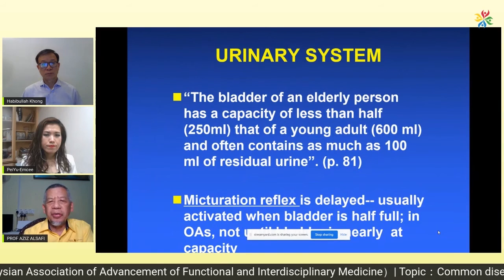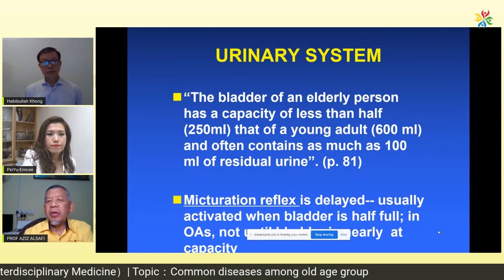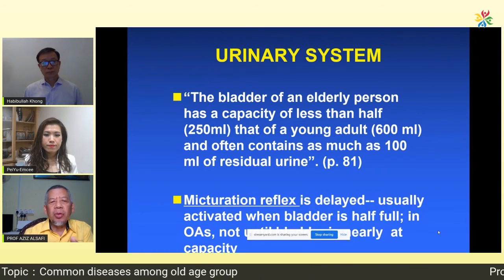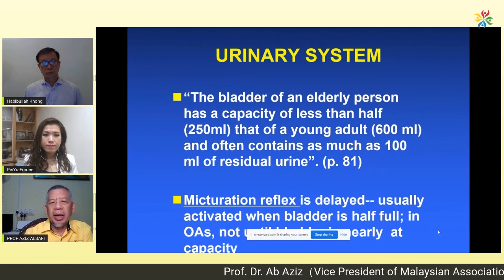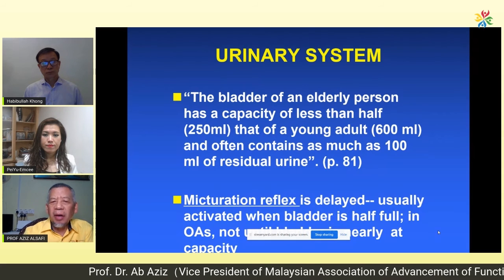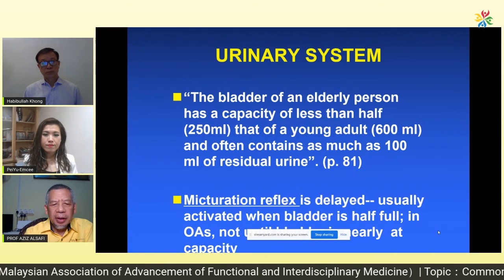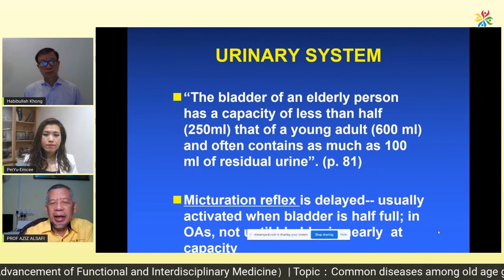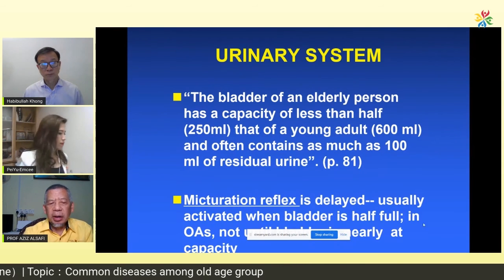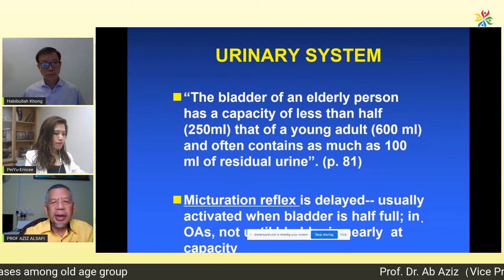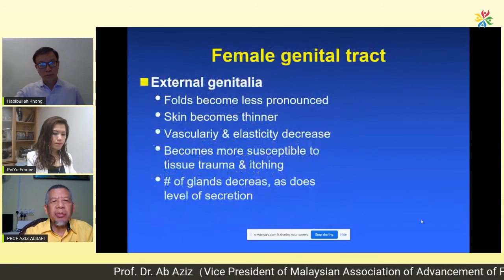Another one is the urinary system. The bladder of an elderly person has a capacity of less than half that of a young adult. So that's why they need to go to the toilet frequently to empty their bladder, because the capacity of the bladder is only half of normal, meaning it can easily become full. The micturition reflex is delayed, meaning it is usually activated when the bladder is half full. In the elderly, this happens less.